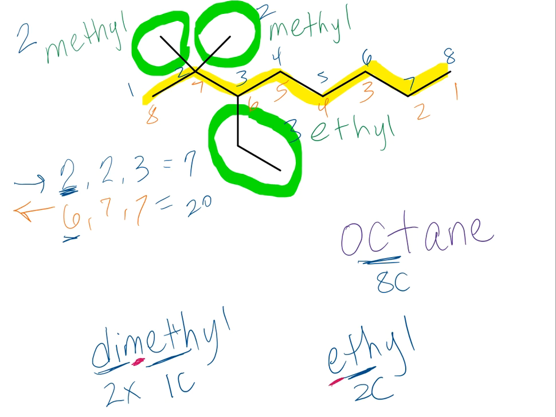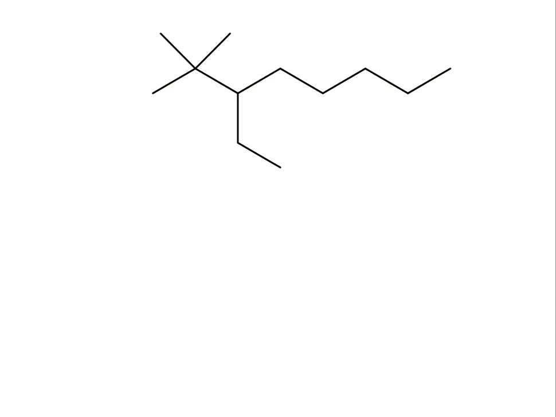So dimethyl, the di just tells me that I have 2. So it tells me how many. But the name of the substituent is what you're using when you're determining alphabetical order. So I have to use the M for methyl versus the E for ethyl. And so, of course, E comes before M. So that means that ethyl is going to be first. So I don't want to just put ethyl, but I have to indicate where that ethyl was located. And it was located on carbon 3.